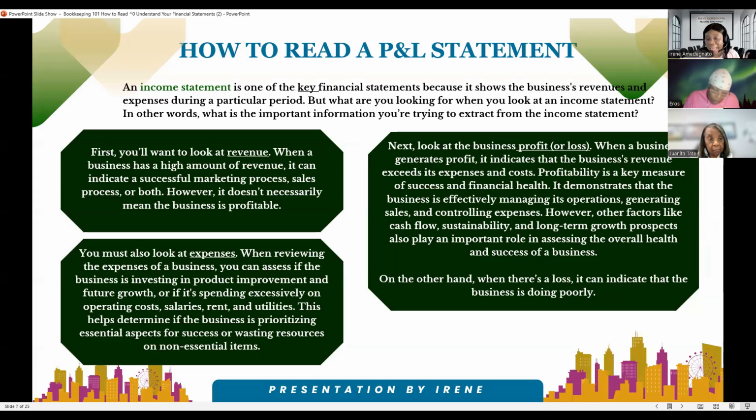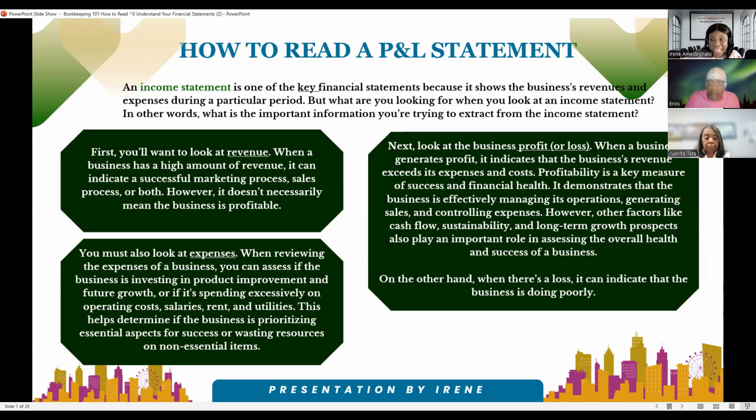Number one, remember the income statement or P&L statement is one of the key financial statements that show your business revenue and expenses during a time. So first, you need to look at the revenue. What is the revenue? The revenue is the sales of the service you make, or your customer has paid you something, or you receive money from a customer. These are your revenue, for example.